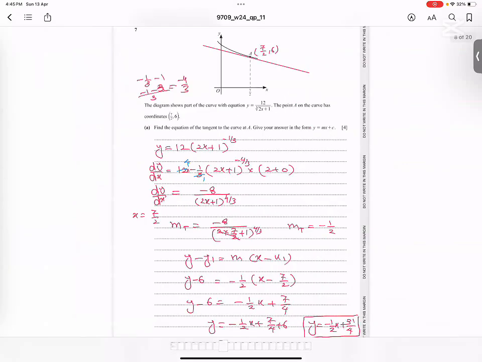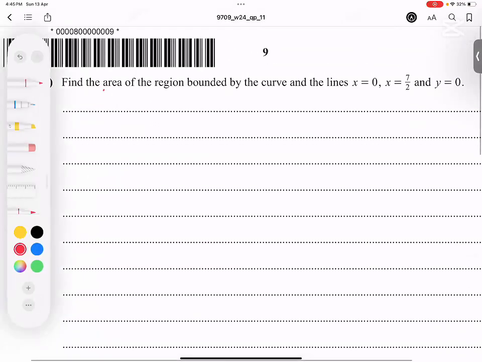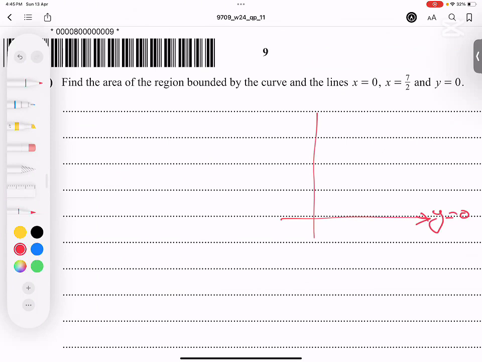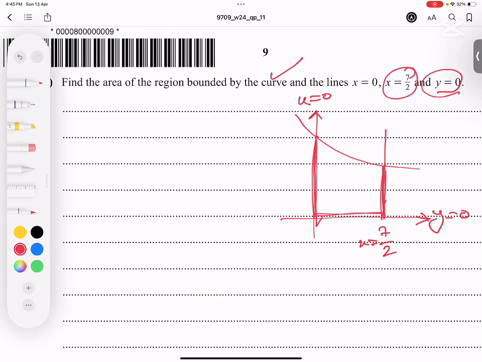Okay, next one, what is it asking for? Read it. Find the area of the shaded region bounded by the curve and the lines x equals 0, x equals 7 over 2, and the x-axis. For your basic knowledge, I tell you, the equation of the x-axis is also called y equal to 0. And the line x equals 7 over 2 is somewhere here, and the curve is this. So the curve and the line x is equal to 0, this line he talks about. And x equals 7 over 2, this line he talks about. And y equal to 0, this line he talks about. And the curve. So this area he talks about.